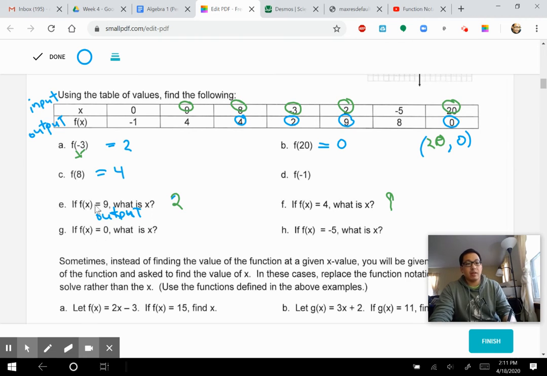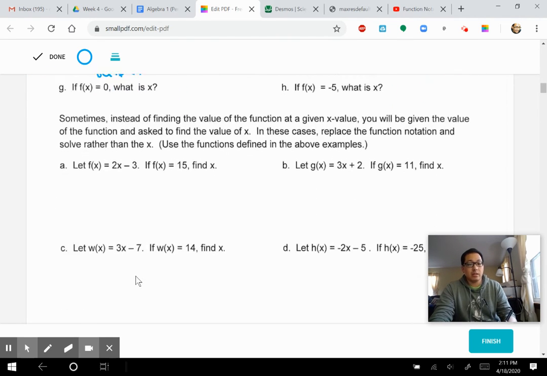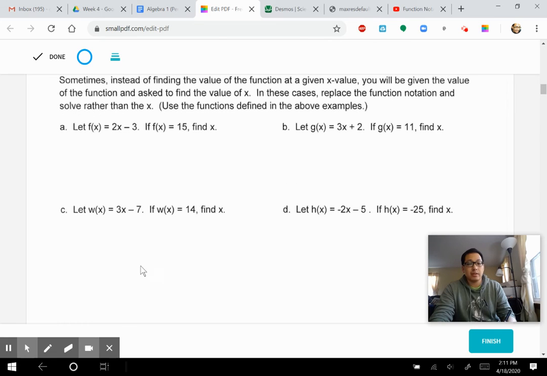You get what I'm saying, right? We know what the output is. What's the input? We could do the same thing with an equation instead of a table or points. For example, if we had this equation, f of x equals 2x minus 3, and we said, okay, if we know f of x equals 15, find x. If we know the output is 15, what's x?